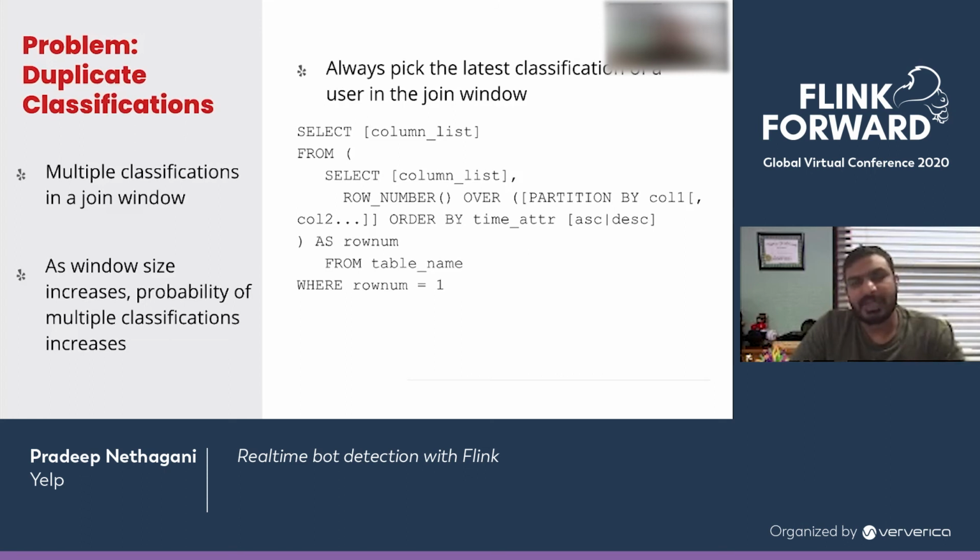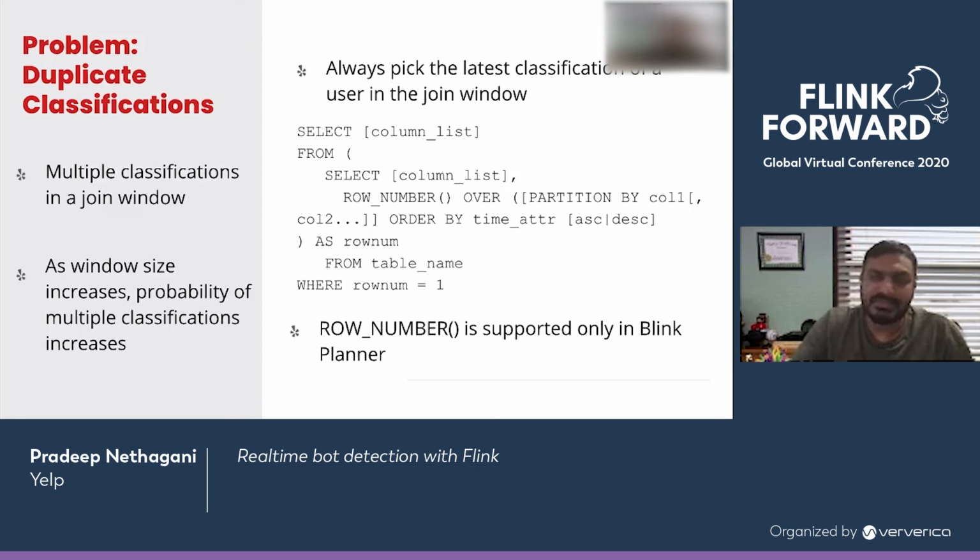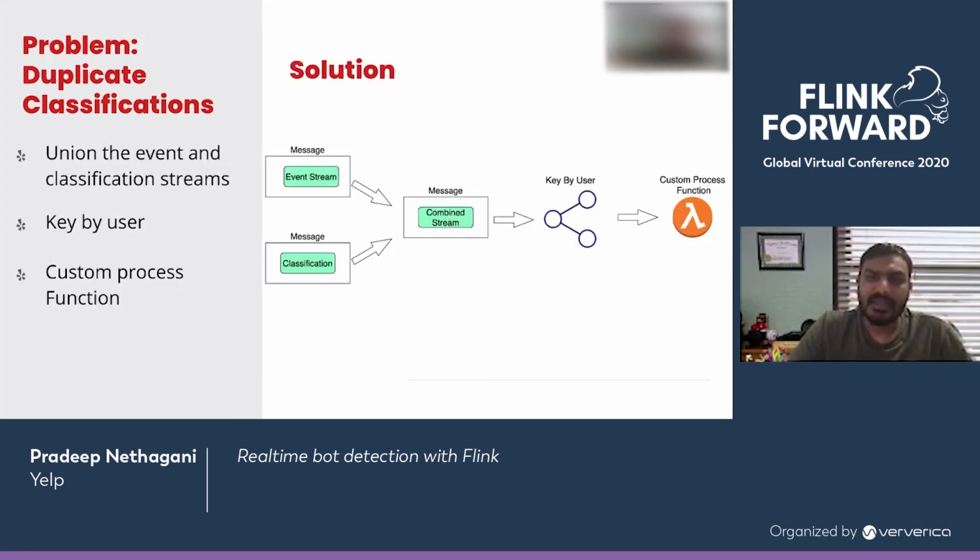Now, what's the problem with this? The row number is supported only in the Blink planner, which is the default planner for the latest version of Flink. But we also wanted to support our consumers who are using the older version of Flink as well. So this is the solution that we have adopted to solve that particular problem.